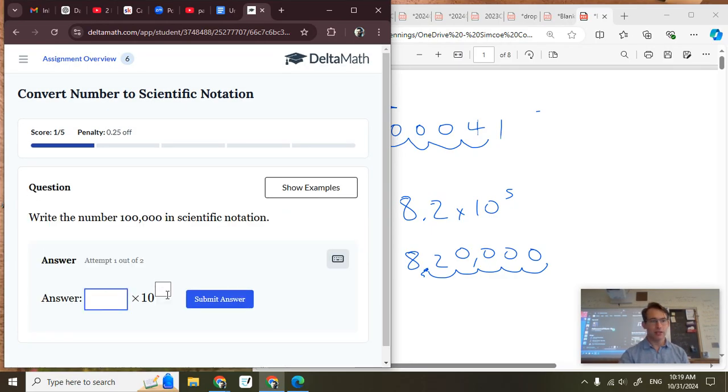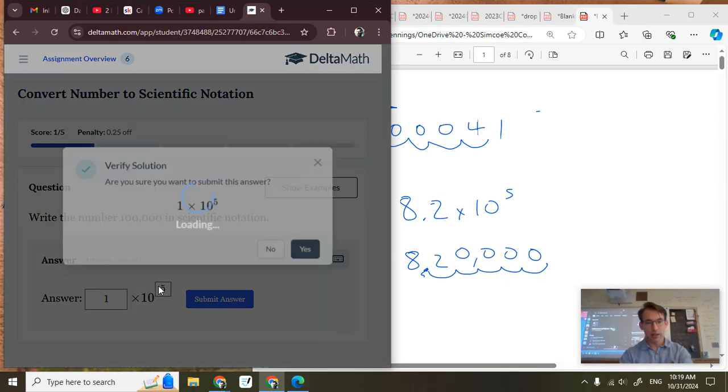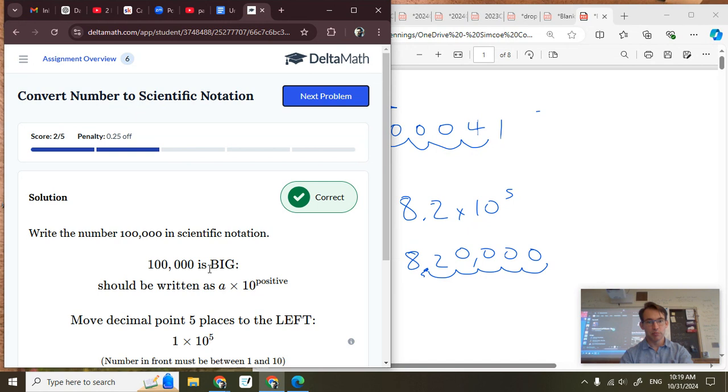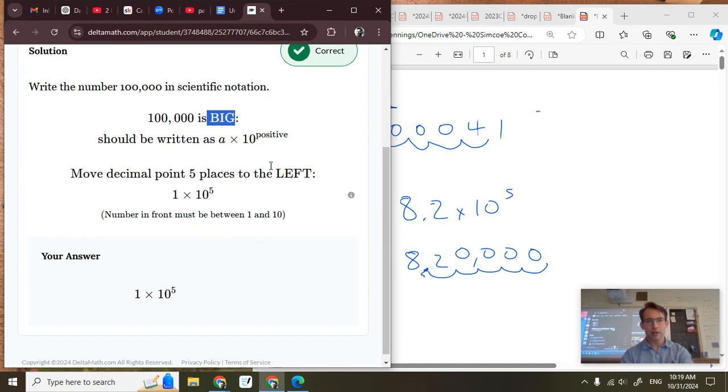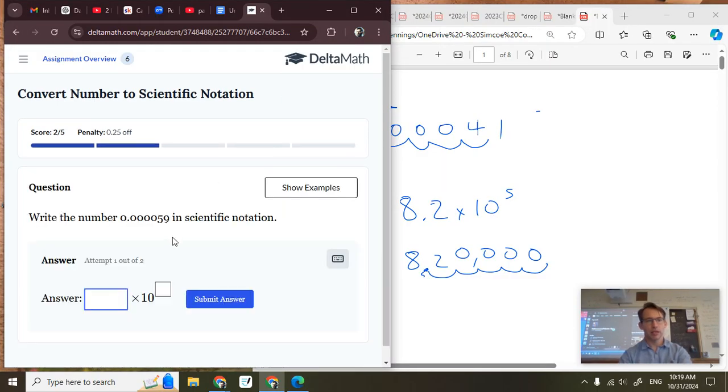Okay, let's go. This one, 100,000. Let's see if it takes it without a 0. That's 10 to the 5. I just see that I need to move the decimal point 5 times to get it right behind the 1. So that's that. It likes it. It is big. And look at their explanations. It's going to be some positive number. Move the decimal point 5 places to the left. There we go. All right, next.